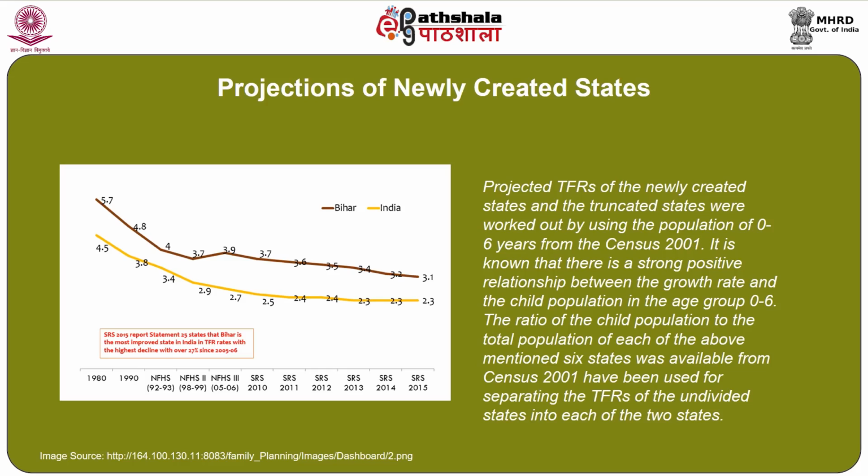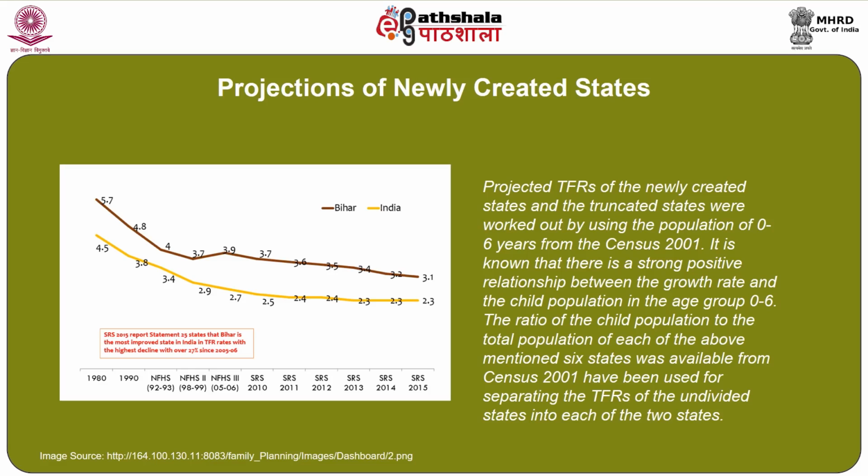It is known that there is a strong positive relationship between the growth rate and the child population in the age group of 0 to 6. The ratio of child population to the total population of each of the above-mentioned 6 states, available from Census 2001, has been used for separating the TFRs of the undivided states into each of the 2 states. For example, the TFR of undivided UP has been separated into TFRs of newly created UP and Uttaranchal by using the proportions of the 0 to 6 population based on Census 2001 of these 2 states, and also the similar proportion of a state like Himachal Pradesh.